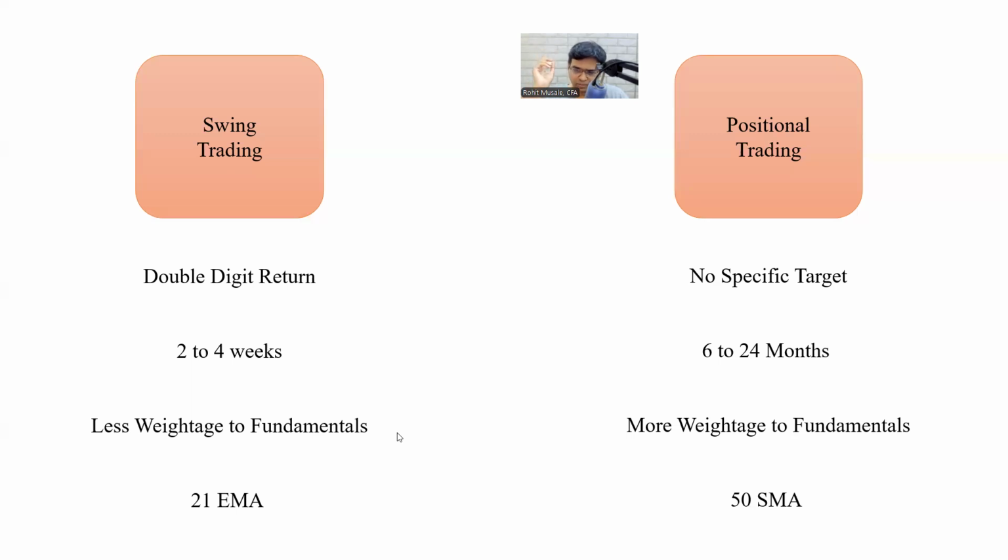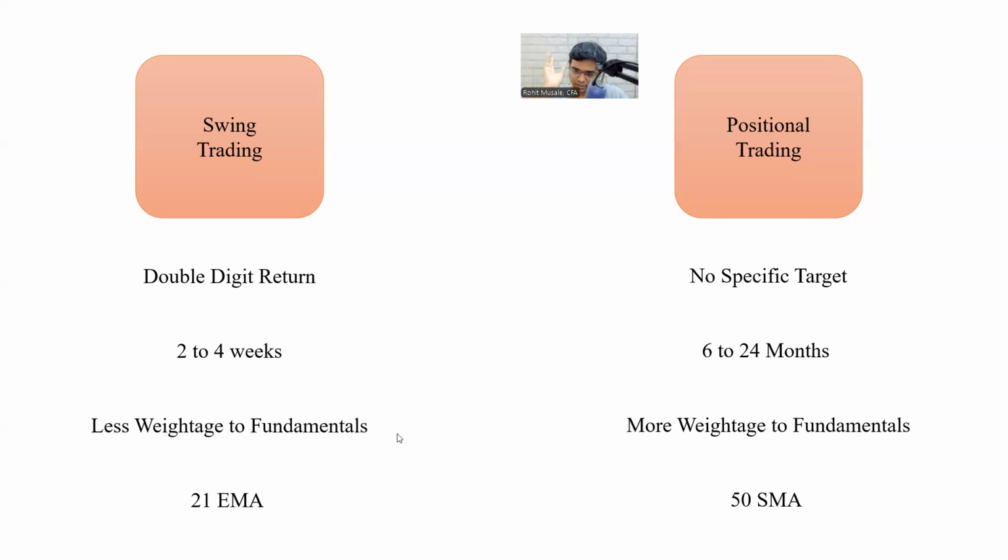Remember Chennai Petroleum? I bought it on 15th of July 2024. The stock shot up 20% in a couple of days. At that time, it had negative EPS growth. You can go back and check the fundamentals. So the point I'm trying to make is the main difference between swing and positional is the fundamentals.